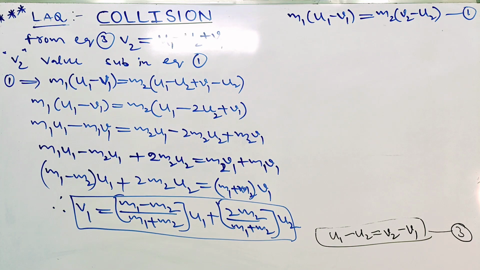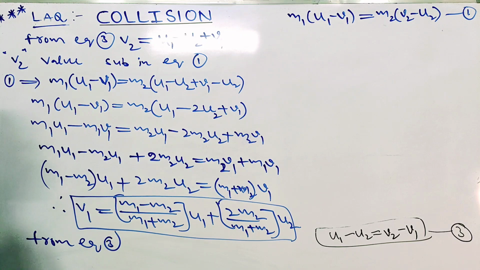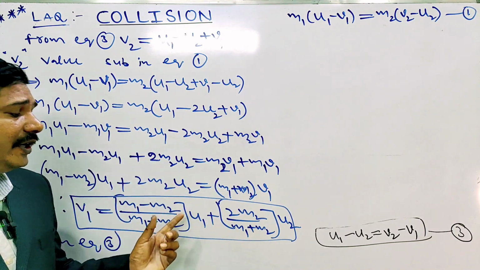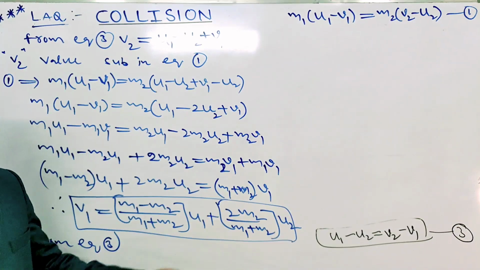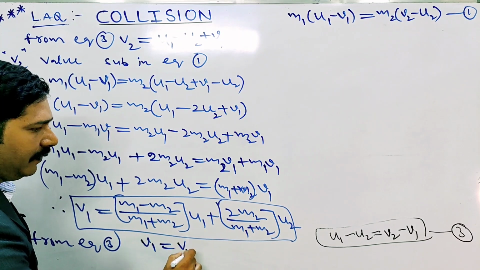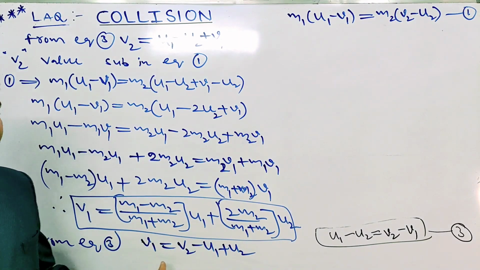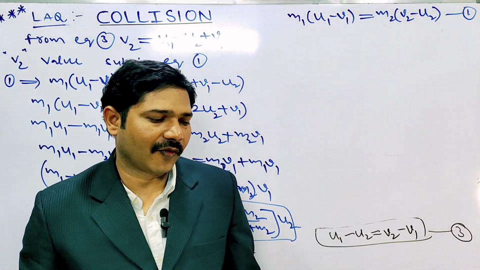For V2 purpose, what to do? From equation 3, to get V2 we have to take V1 as the subject. V1 is equal to V2 minus U1 plus U2. This V1 value we substitute in equation 1.